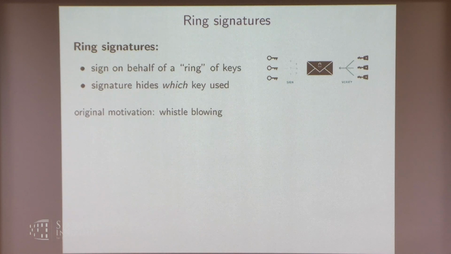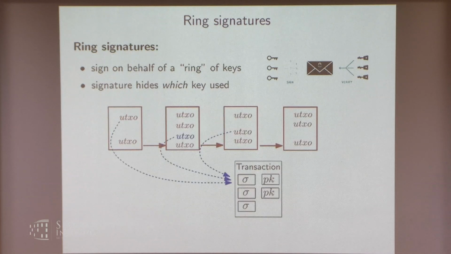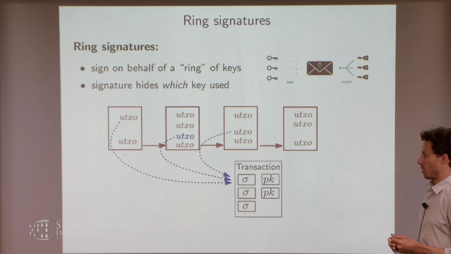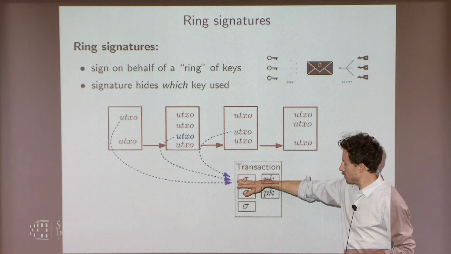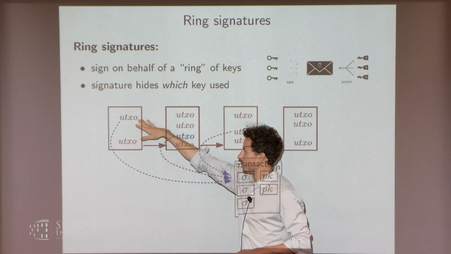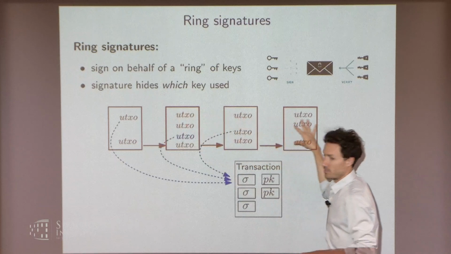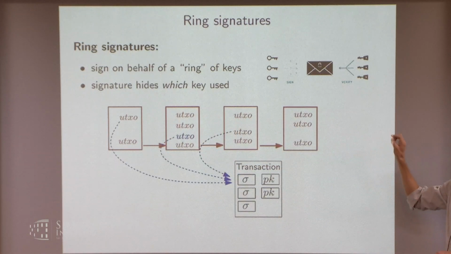So you can basically hide among a set of other people. And that's exactly the idea of how you can hide the sender of a transaction. So in Bitcoin, remember, a transaction had an input, and the input referred to one of the outputs of a previous transaction in the blockchain.